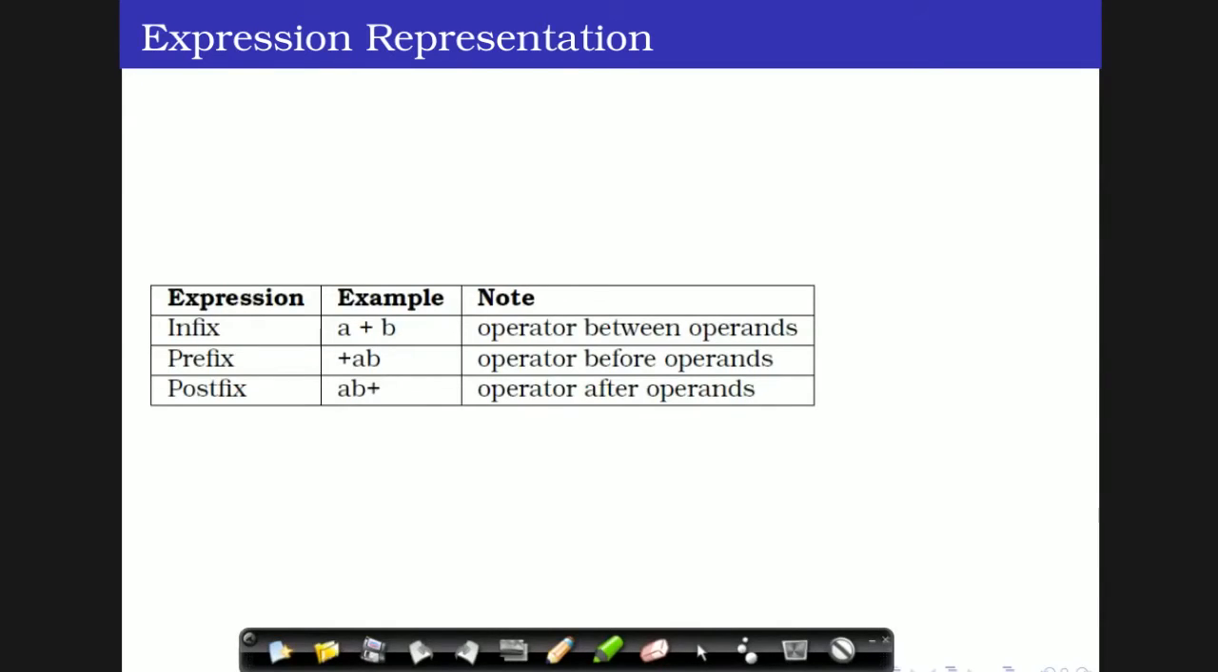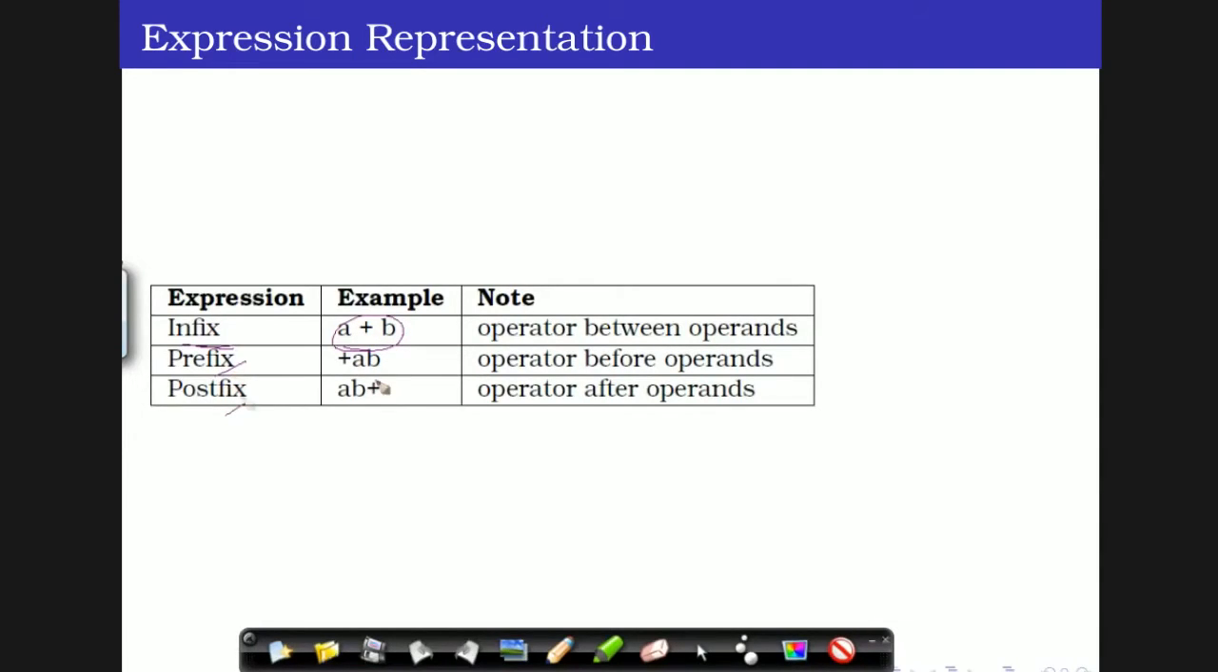Now here we can see that an expression can be represented in 3 forms. We can see that there is an infix expression, prefix and postfix. Now what is an infix expression? The operators will be in between the operands. That is the infix representation.